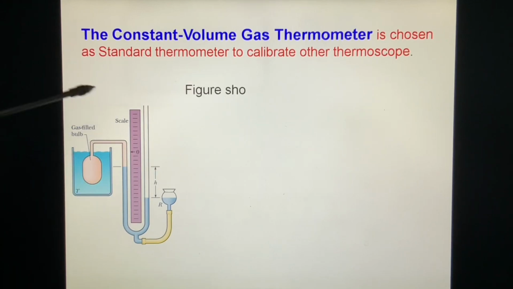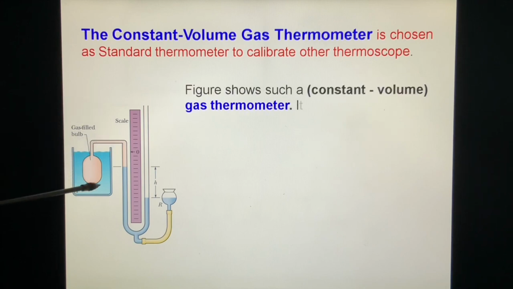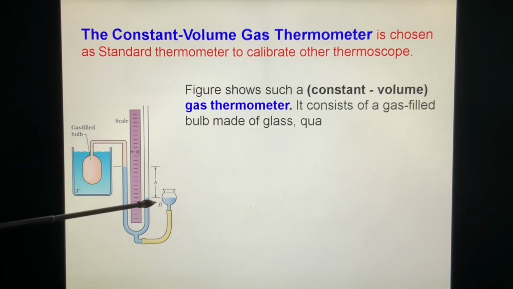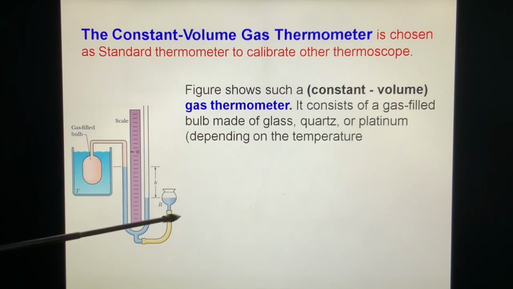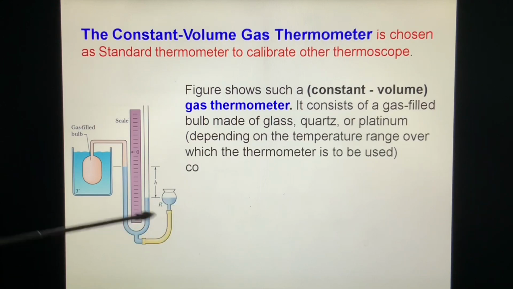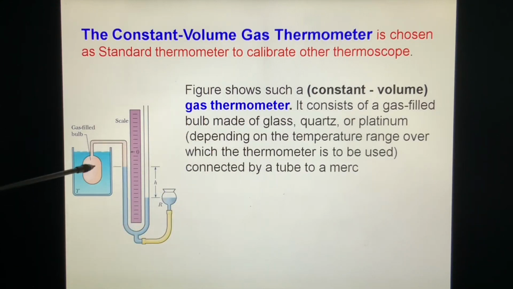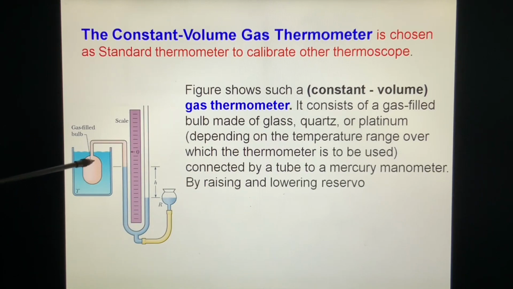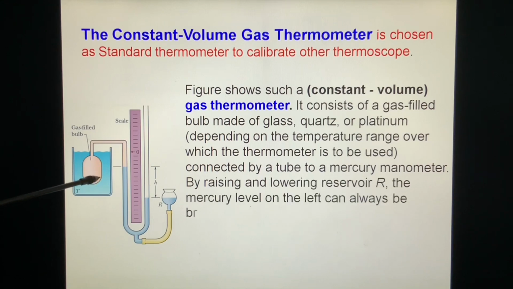Let's look at this. This is the constant volume. This is the temperature you want to measure. This is called the mercury reservoir. It can move up and down. This is a gas-filled bulb, made of glass, quartz, or platinum, depending on the temperature range over which the thermometer is to be used.